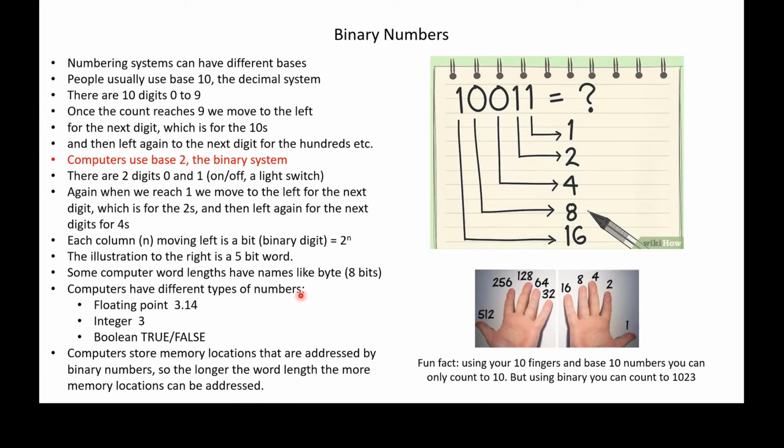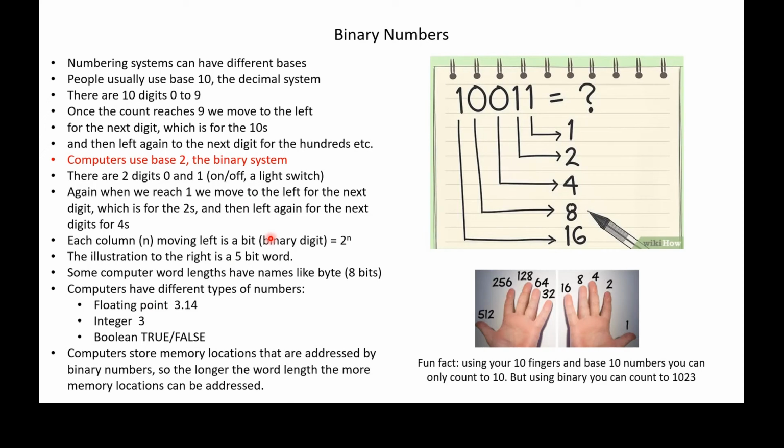You can store numbers in their digital form. You can store them as integers, if you like. You can store them as whether they are true or false. You can store them as a decimal kind of number, like pi 3.14. We call that floating point storage of numbers.